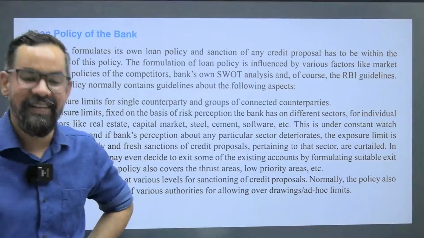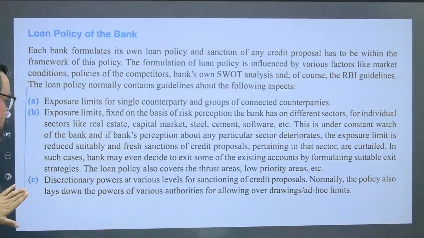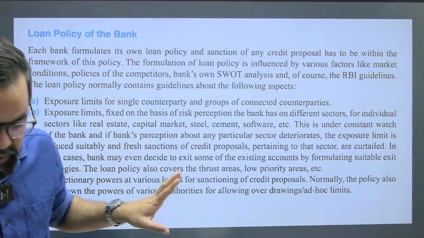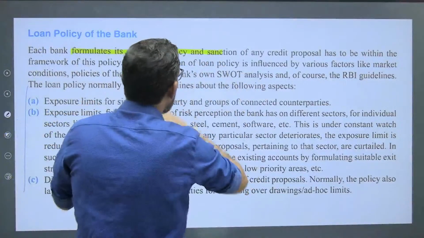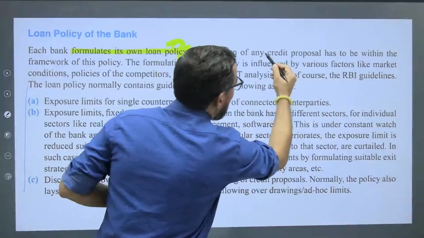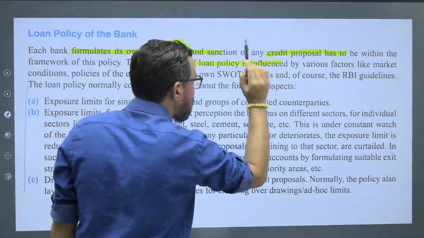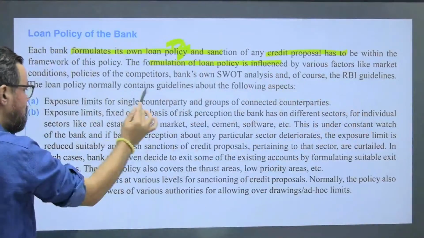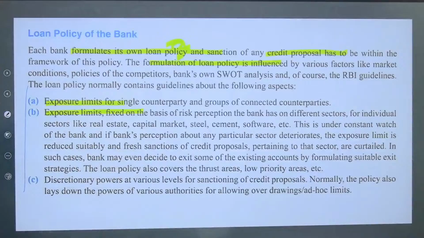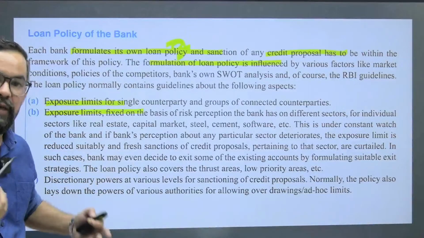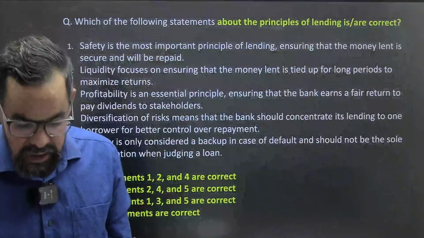So Rainbow is here. Rainbow, so it's not C, it's D. All the statements were correct. If you go for this particular one also, again, you'll find the same things which are generally part of this one. All right. So each bank has to formulate its own loan policies. That we have discussed. Credit proposals are to be within the framework of the policy. Formulation of loan policy is influenced by various factors. Exposure limits are fixed on the basis of risk perception to avoid any kind of concentration. This we have also discussed during the BFM classes. And discretionary power at various levels for sanctioning of credit proposals, as we have in our branches itself.